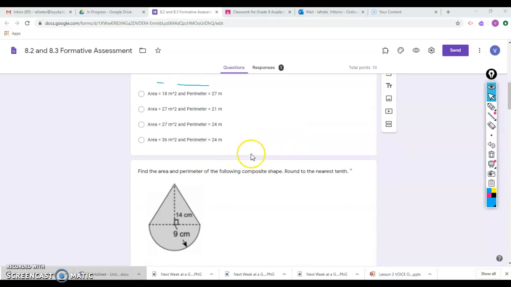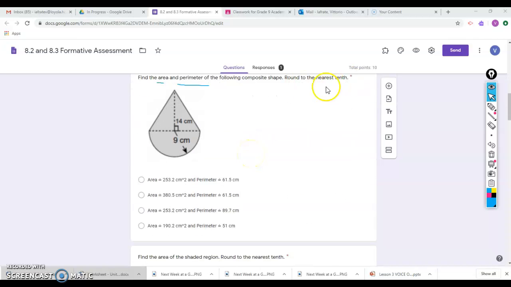There was no rounding here. So our next thing we have to read carefully is rounding to the nearest tenth. So we have to pay attention to that as well when we're doing our problem. So composite shape, we have two shapes. We have shape 1 over here and shape 2 over here. We have a triangle and we have a semicircle, so a half circle.